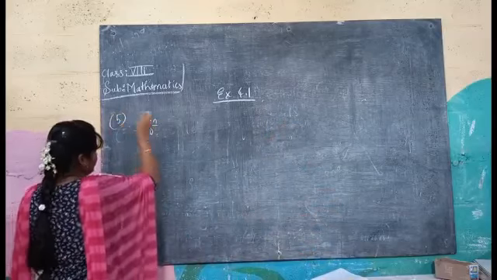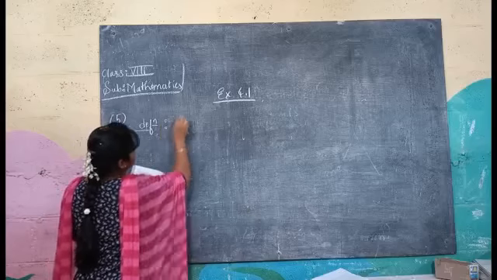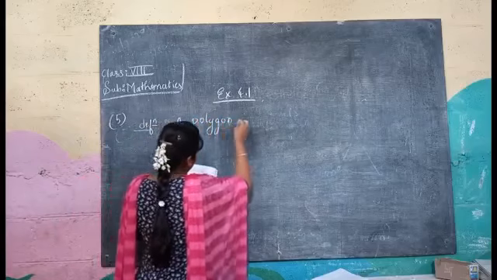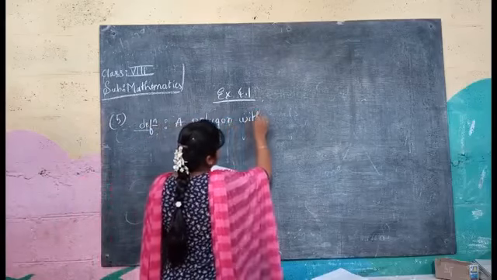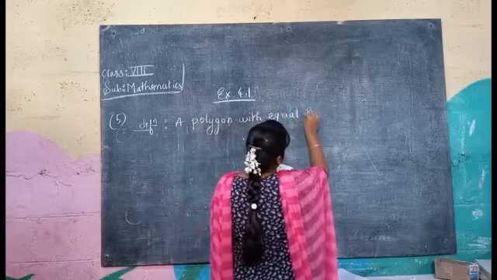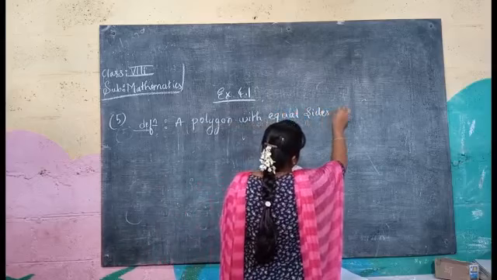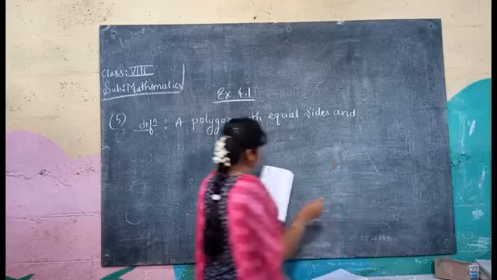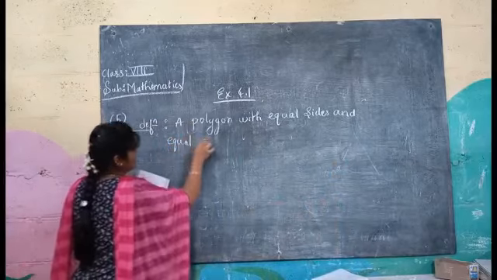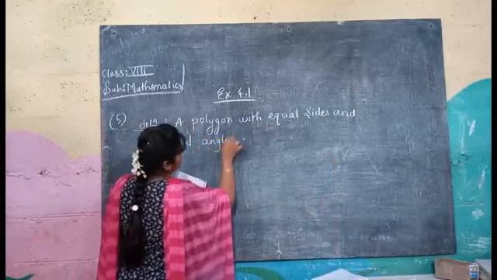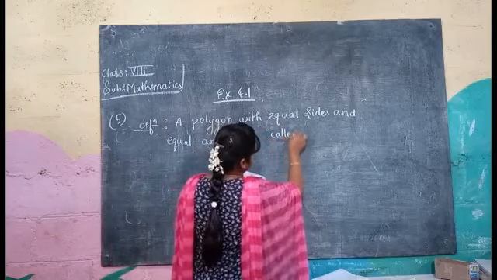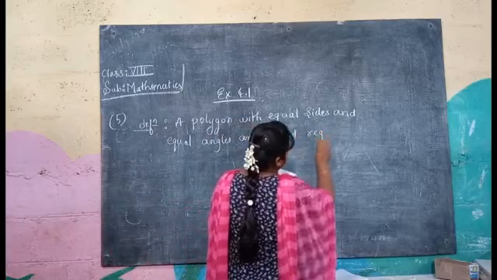5th one. I am writing 5th one. A polygon with equal sides and equal angles is called a regular polygon.